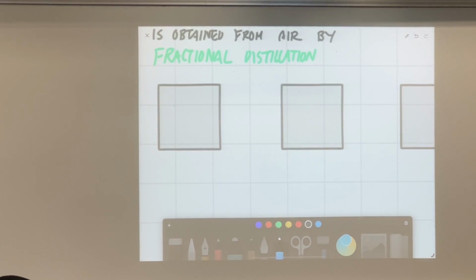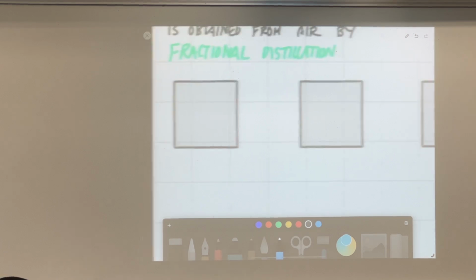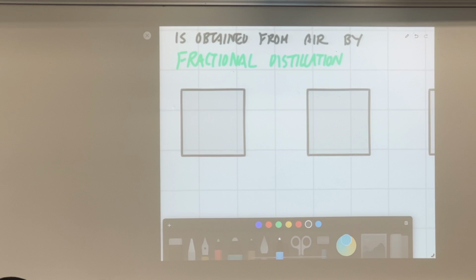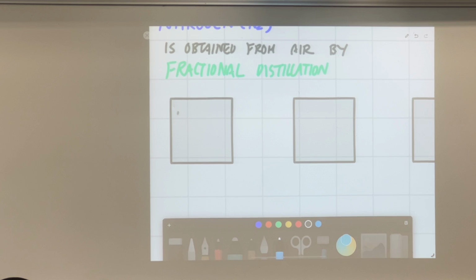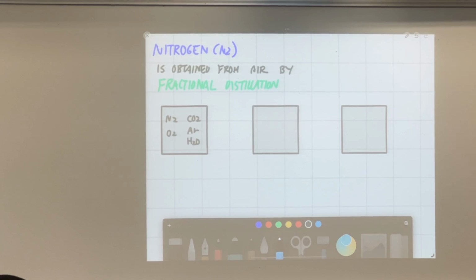What are some things that you can find in air? Oxygen. Carbon dioxide. And then argon, and finally nitrogen. Oh, and also water. You forgot water. So we have nitrogen, carbon dioxide, oxygen, argon, and water. So first of all, before we can do anything with air, we need to cool it down to extremely low temperature first.